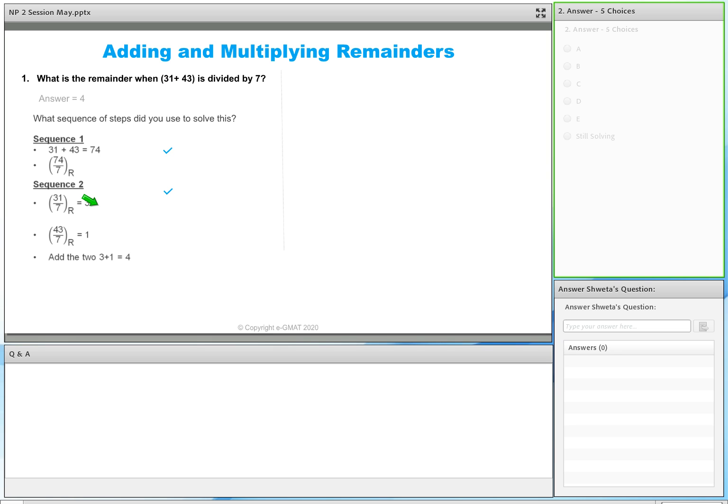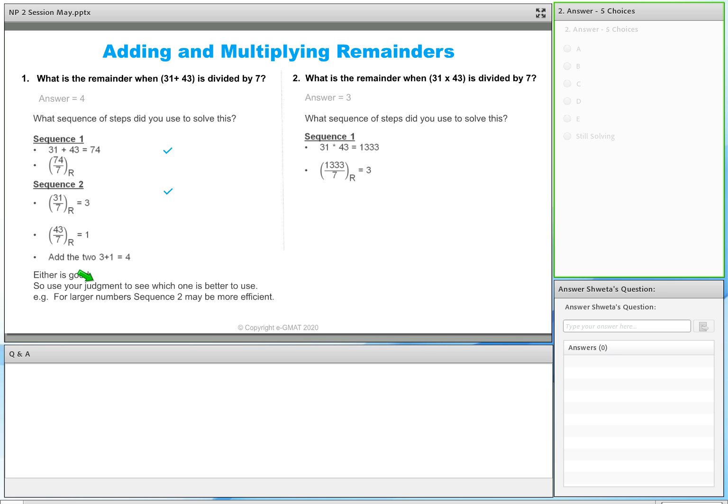So 31 by 7 is going to give you remainder 3. 43 by 7 is going to give you remainder 1. When you add those two remainders, you're still going to get 4. Now, here in this example, you might feel that both of them are good. It's not really important that I do them separately because adding did not take any time. It's just two-digit numbers, so you can use your judgment here.